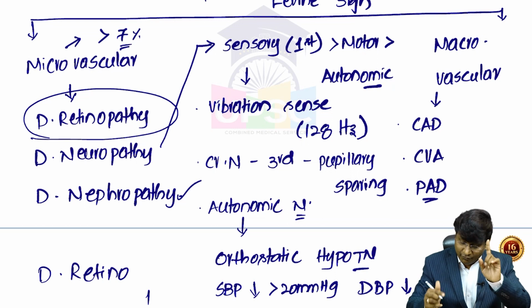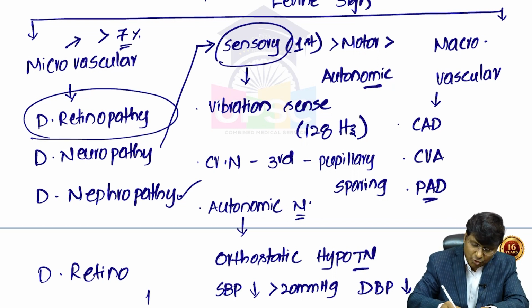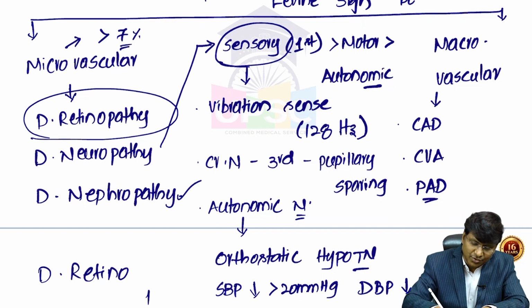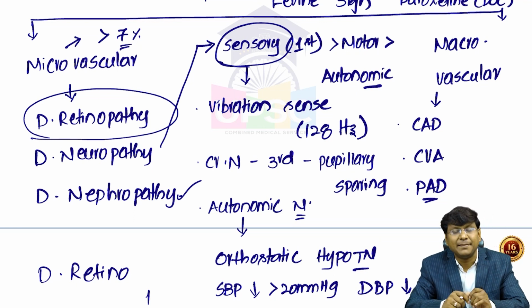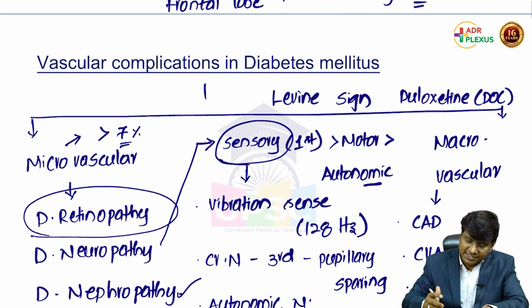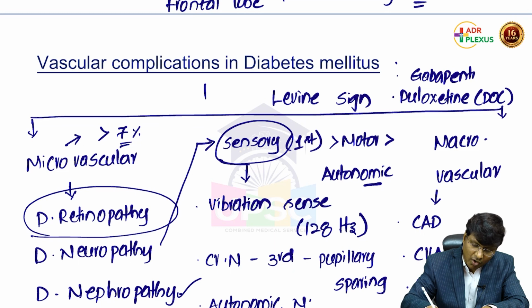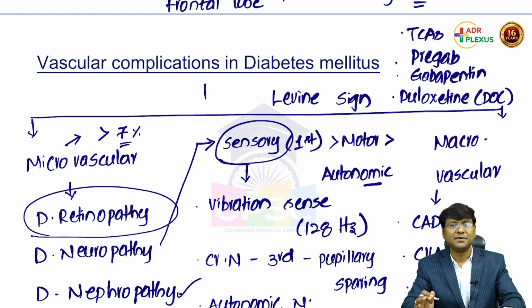One more point is sensory neuropathy. These patients will have tingling and numbness over the extremities, or they will also have dysesthesias like burning sensation. The drug you need to give in these patients is duloxetine, which is considered the drug of choice for peripheral neuropathy. Apart from duloxetine, other drugs that can be given are gabapentin, pregabalin, or tricyclic antidepressants. This will be the treatment for your peripheral neuropathy.